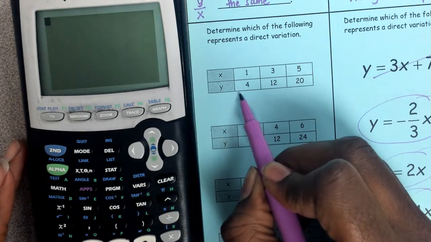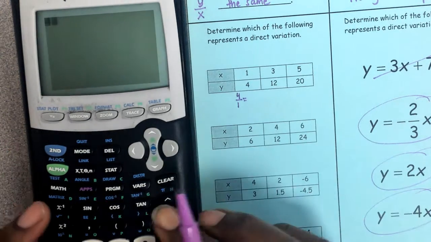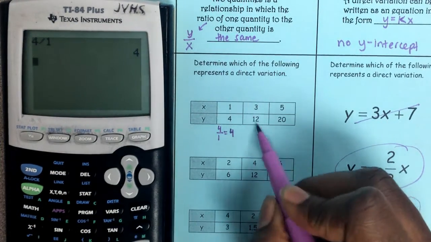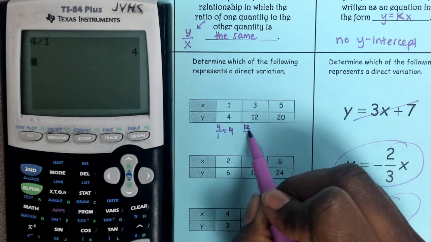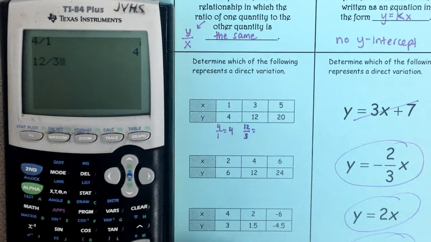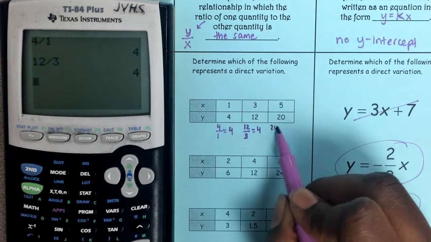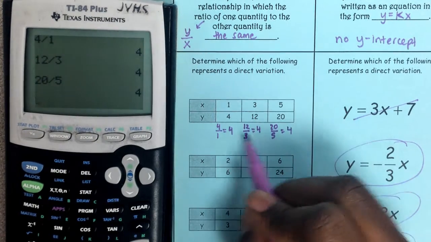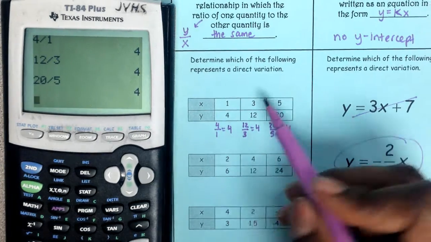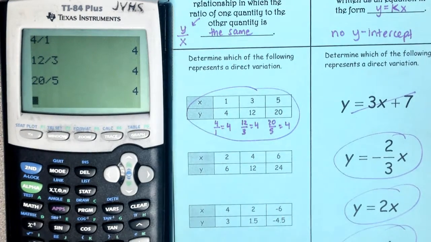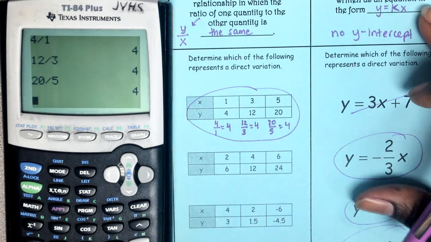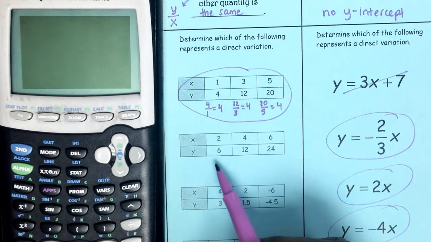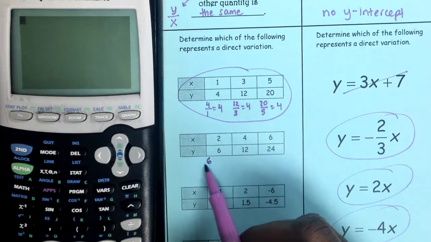Well, let's see. I'm going to take 4 divided by 1. Most people know that one, but I'm still showing everything for the video purposes. That equals 4. Next, I'm going to take the y divided by the x, 12 divided by 3, and that equals 4 also. And then 20 divided by 5, all of these equal the same. The ratio is the same, so yes, y varies directly to x. It's pretty simple as long as you don't get it twisted, because we're taking the ratio of y over x.